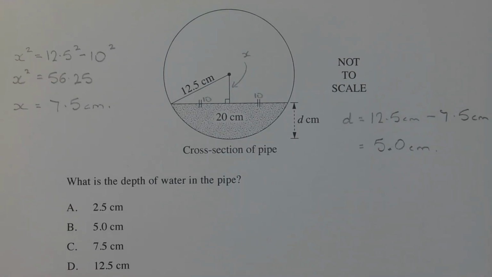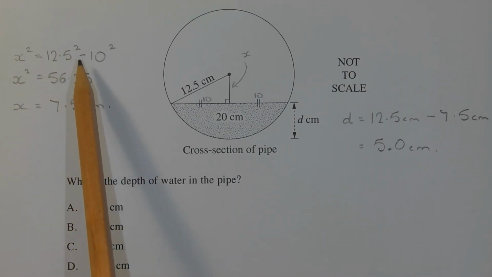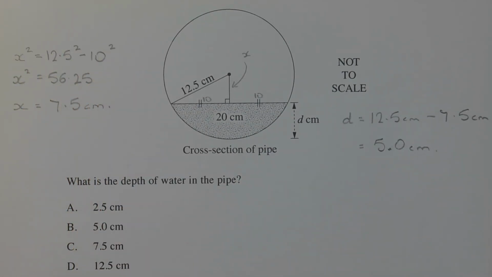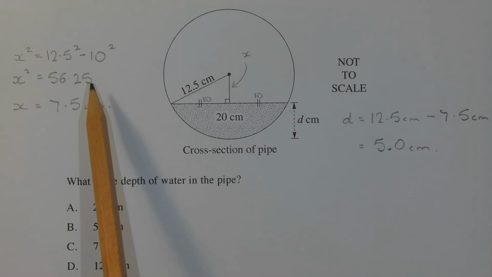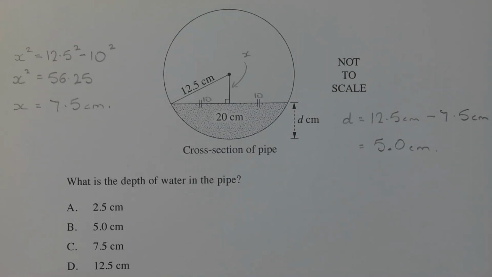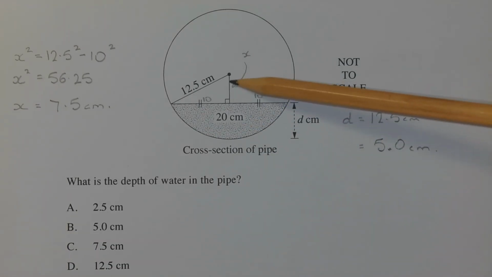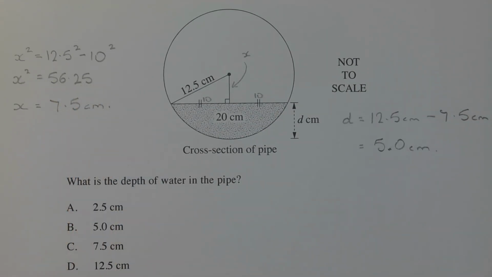So applying Pythagoras' theorem, and in particular the subtraction version, since we're trying to find the length of a short side, we have x squared is equal to 12.5 squared minus 10 squared. And 12.5 squared minus 10 squared evaluates to 56.25. So we have x squared is equal to 56.25, but we want the value of x, not x squared. So we need to take the square root of 56.25 to get the value of x, which is the length of this short side. And the square root of 56.25 is 7.5 centimeters.